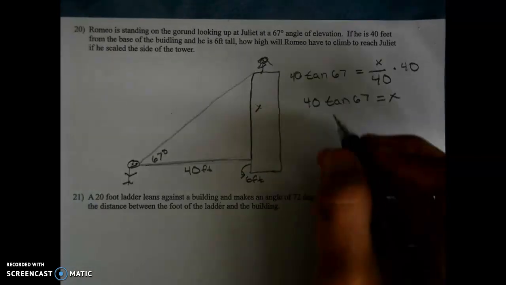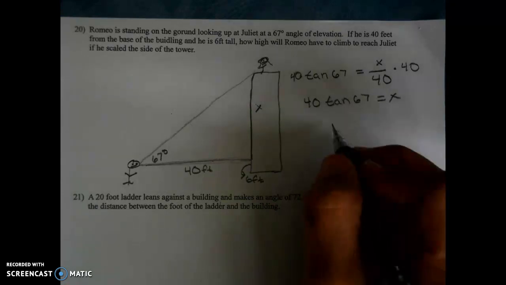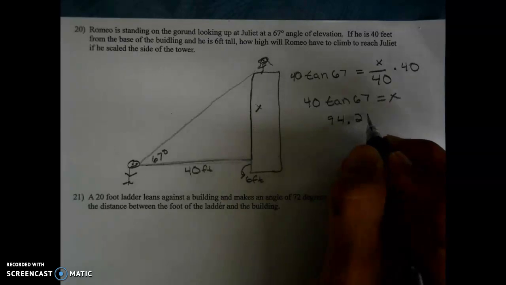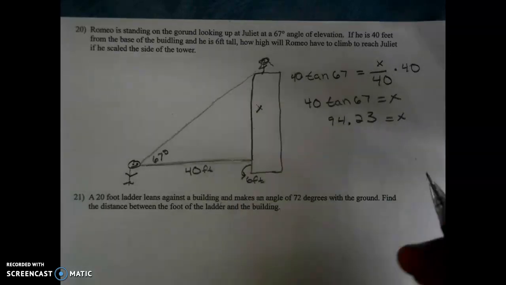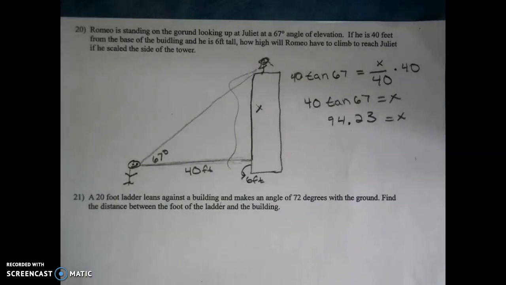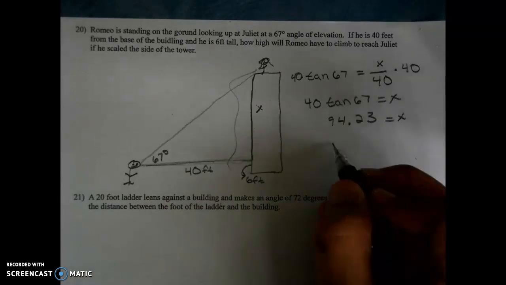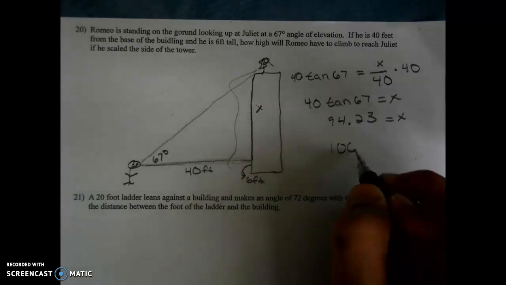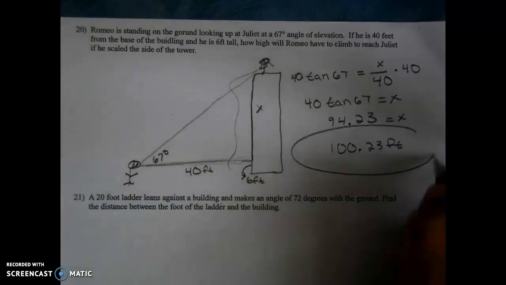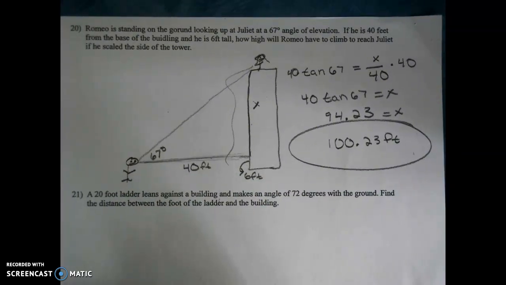Okay. We get 94.23 is equal to x, but to find the whole height, we need to add 6 feet to that. So we're going to add 6 feet plus 6. So we get 100.23 feet. All right, there's that one.